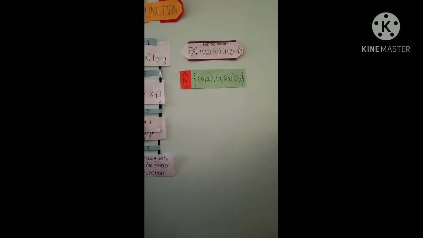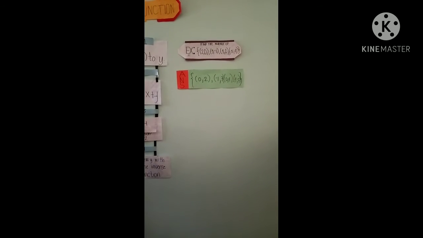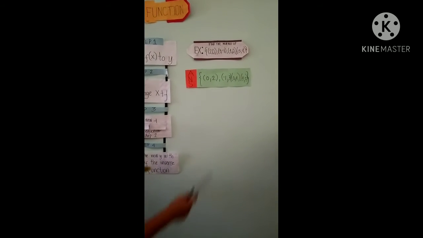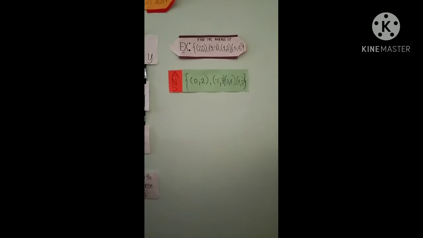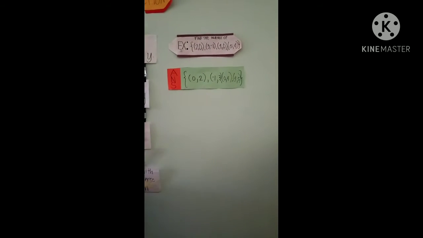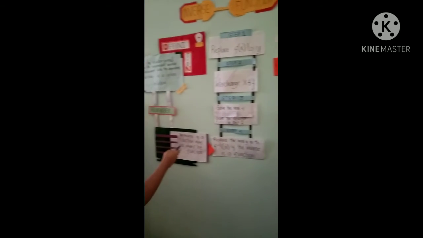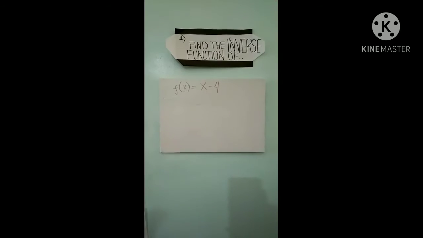Take a look at our answer. Is it a function or not? We define a function as having no repeated x coordinates. So we have here 2 and 0 as our x, which means it is not a function, because always remember that the inverse of a function may not always be a function.